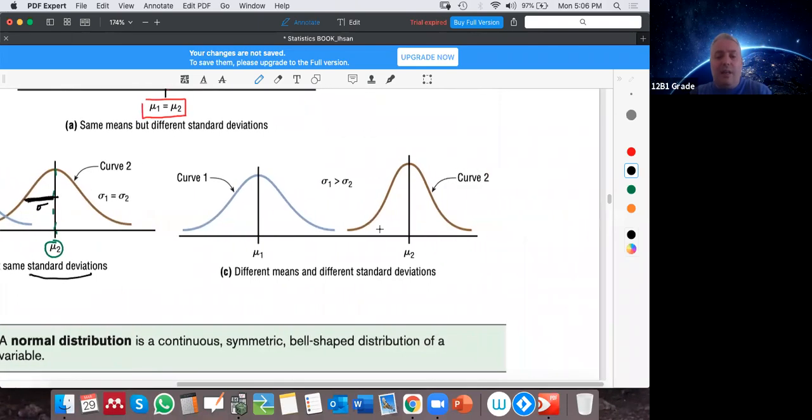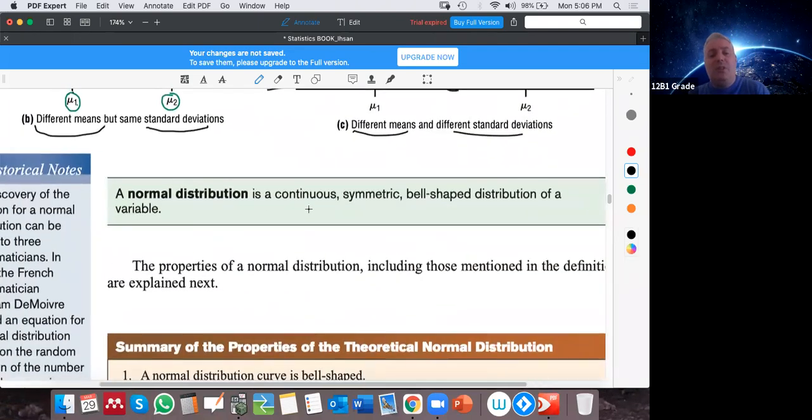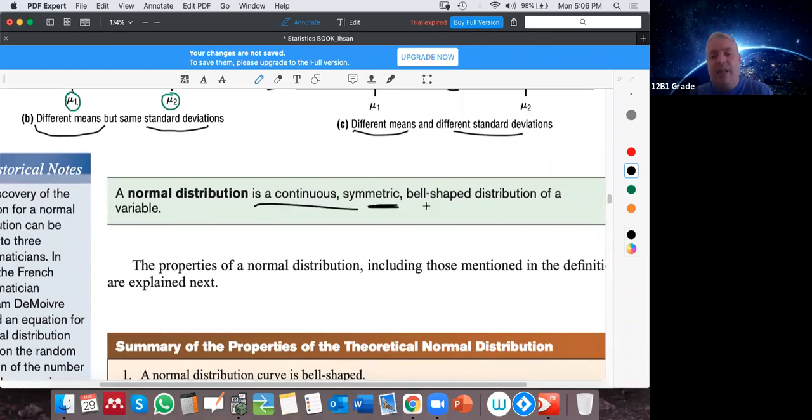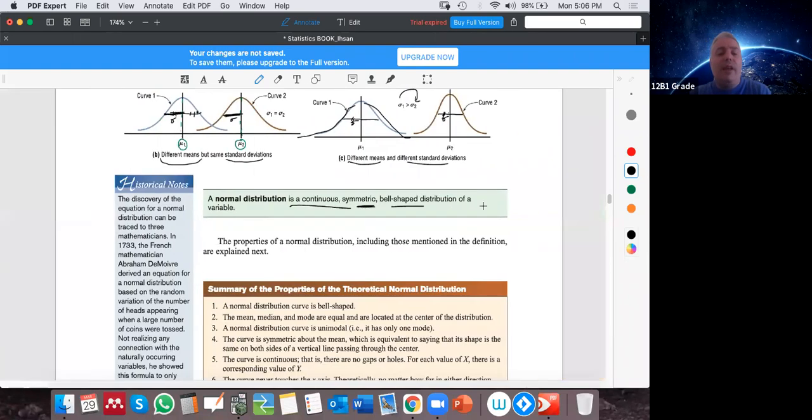So when I look at here, now the tails are, this is now sigma, this is also sigma. So when I check them, different means and different standard deviations. I mean, this length is larger than this length. So the tails are different. Since sigma 1 is greater than sigma 2, this tail is far away when I compare with the tail here. So normal distribution is a continuous, symmetric, bell-shaped distribution of a variable.